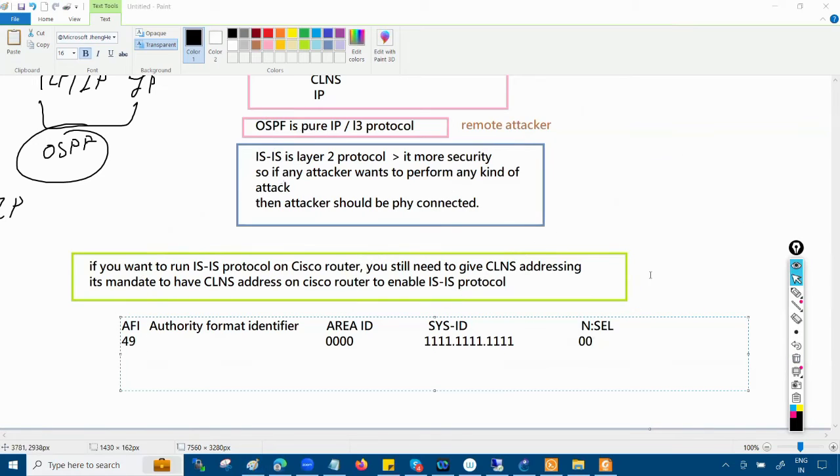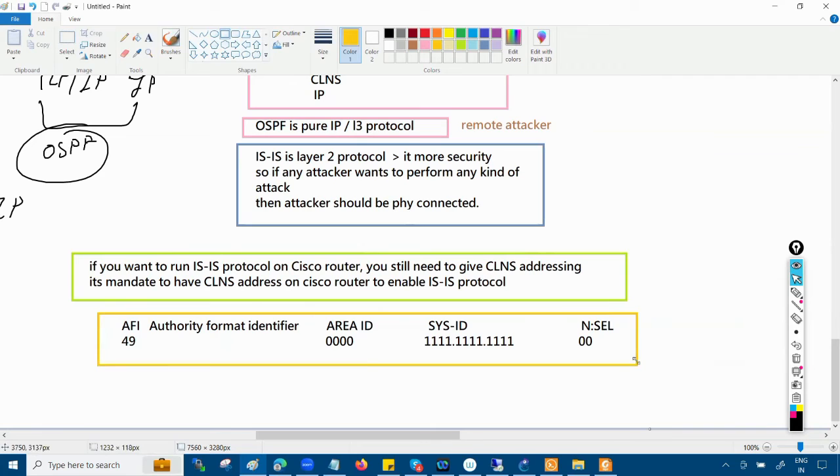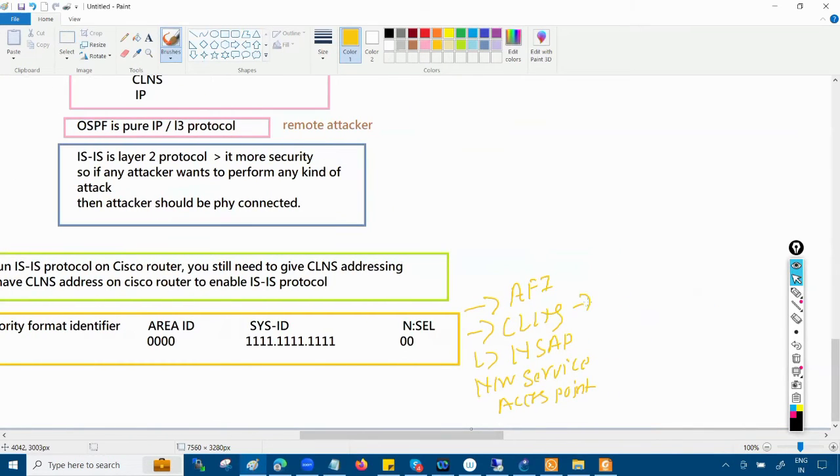CLNS addressing. People have given this different names. Sometimes people call it the AFI values, the complete format. Sometimes people call it CLNS addressing. Sometimes people call it an NSAP address, network service access point. CLNS you can call classless network services.